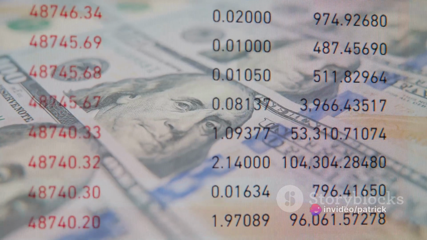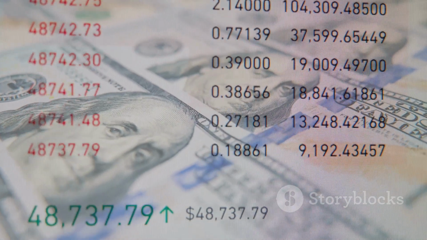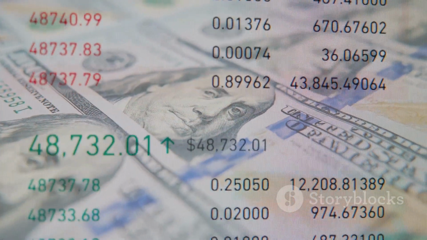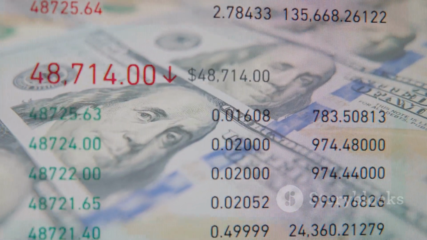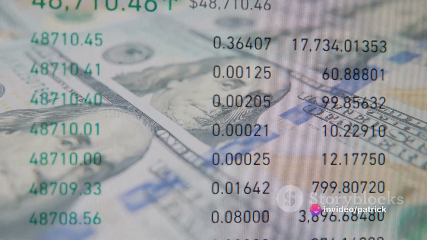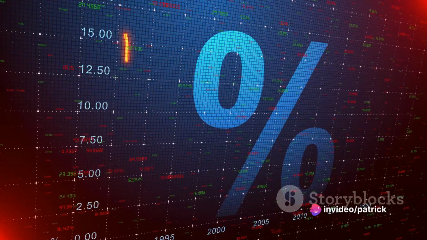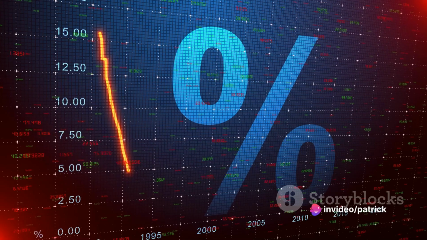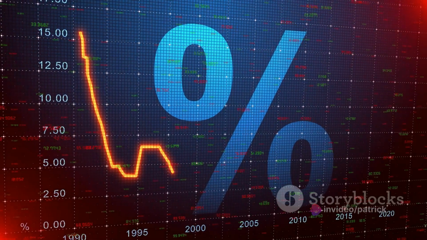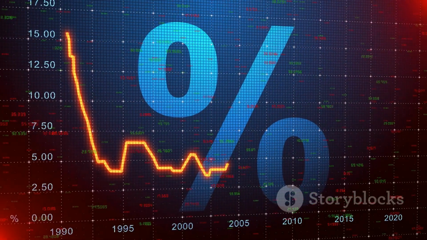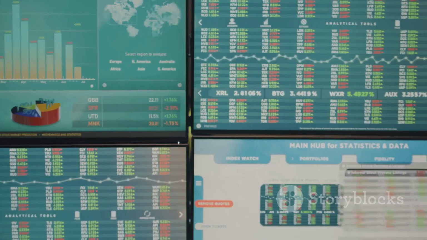For example, if a country's central bank announces a hike in interest rates, it might lead to an increase in the value of that country's currency. Why? Because higher interest rates often attract foreign investors looking for a better return on their investments. On the flip side, political instability or poor economic performance can weaken a currency.